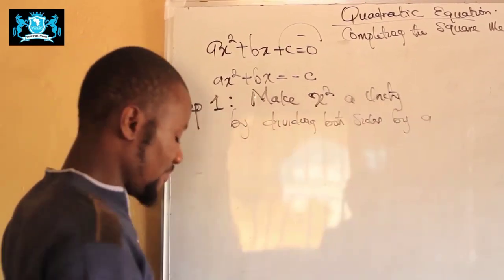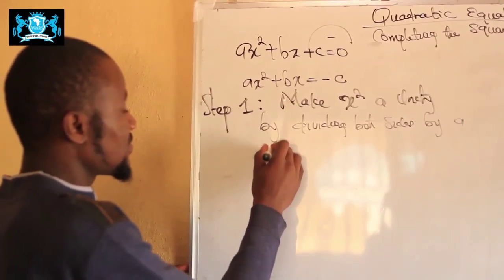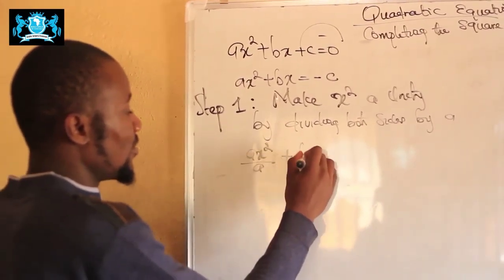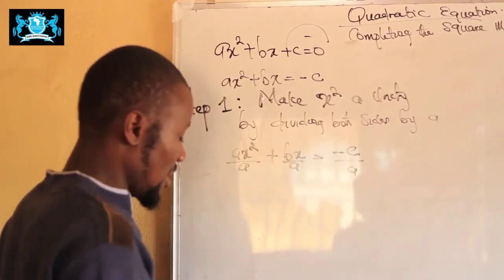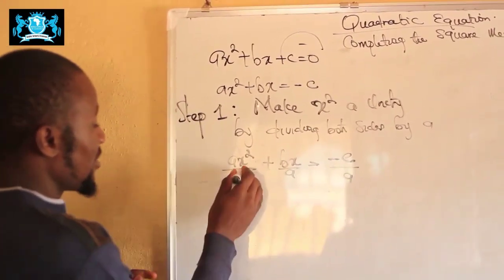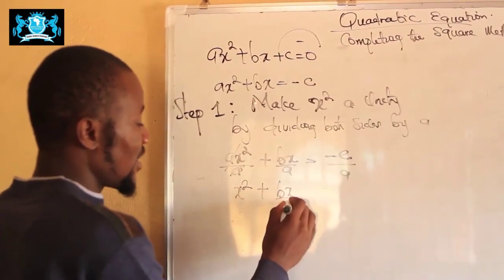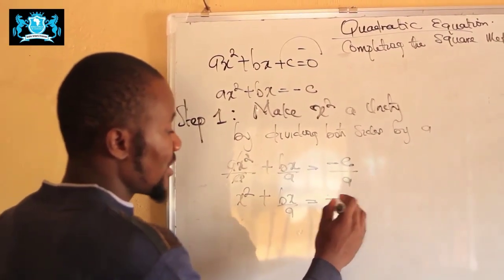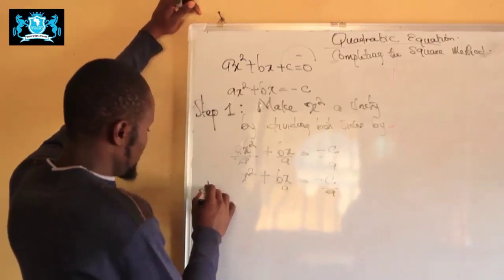Now, I will say ax squared over a plus bx over a is equal to minus c over a. Now, a divided by a, we are left with x squared plus bx over a is equal to minus c over a.